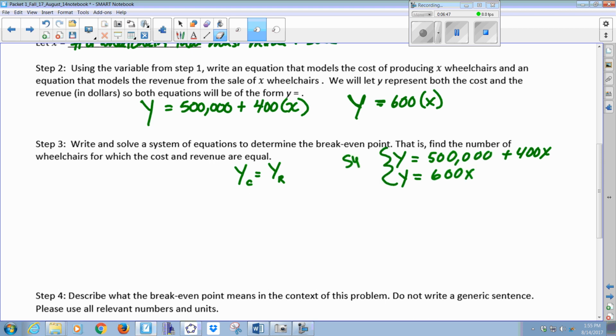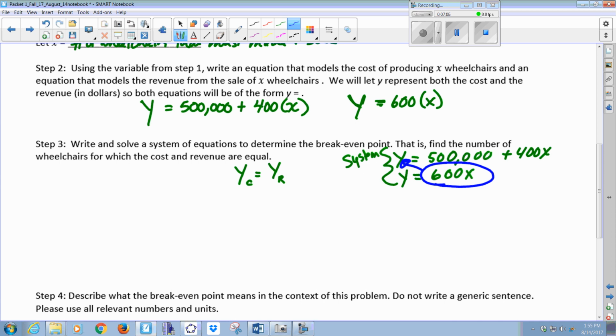So this is your system. Here's your system of two equations. And so we want to know when these two equations are equal. Basically, you're going to substitute one of these equations for y. Let's say y equals 600x. I'm going to put that right there.